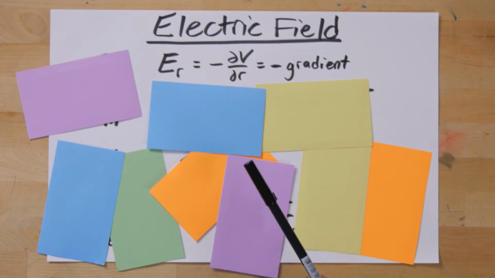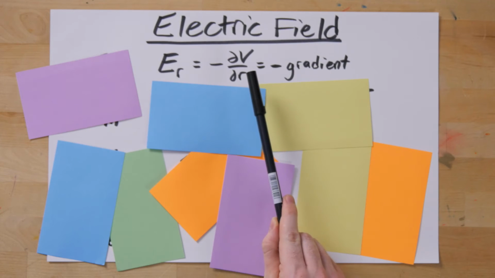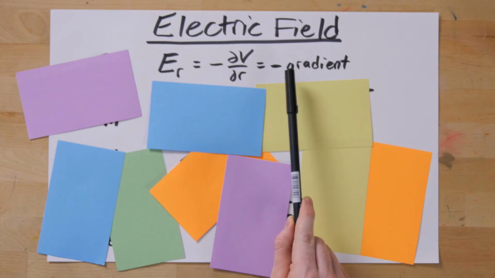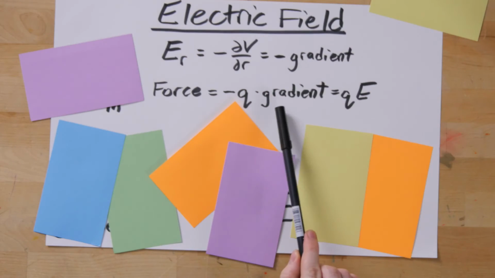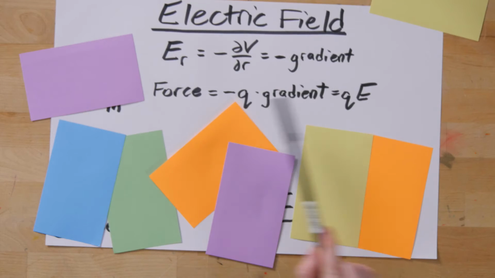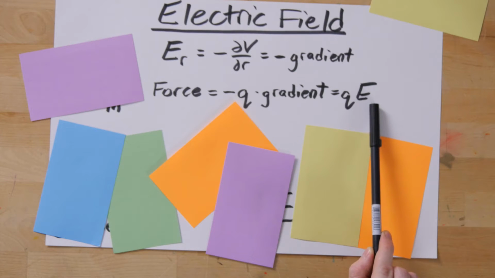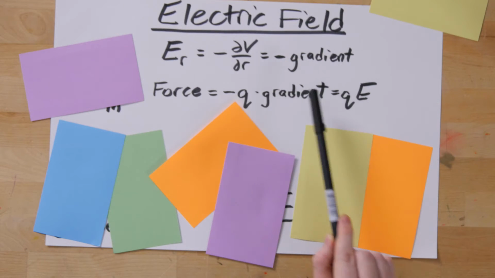The electric field is defined as the negative gradient of the electric potential. Now, why would we bother defining this? Well, if you recall our force equation from before, we can actually come up with a nice clean formula of force equals QE. Notice, the electric field only depends on the potential gradient.